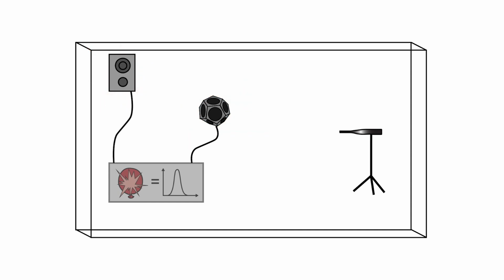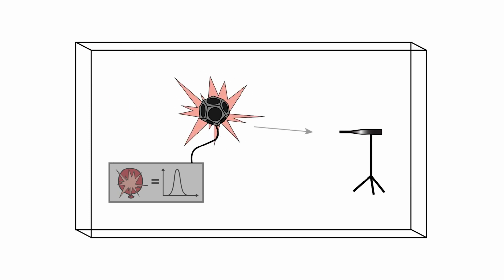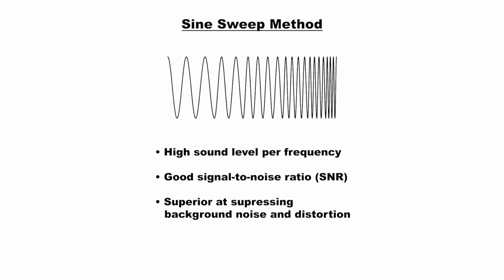An omnidirectional loudspeaker, or omnisource, is a loudspeaker that emits sound almost evenly in all directions. However, it will be difficult or impossible to play an impulse with high enough level to measure the room acoustics with decent results. And this leads us to the sine sweep method.